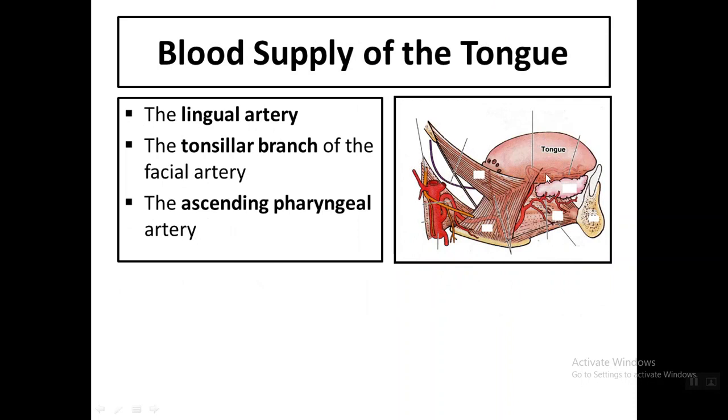What is the blood supply to the tongue? The main blood supply is through the lingual artery, which is a branch of the external carotid artery. Another branch comes from the tonsillar branch of the facial artery, and the third is from the ascending pharyngeal artery. All these arteries are branches of the external carotid artery.